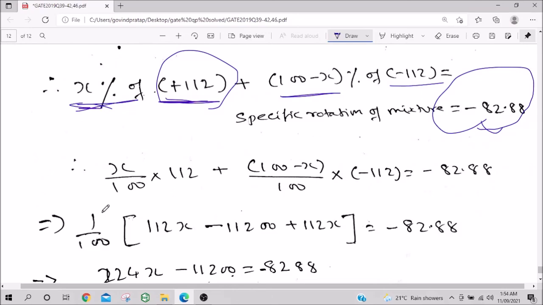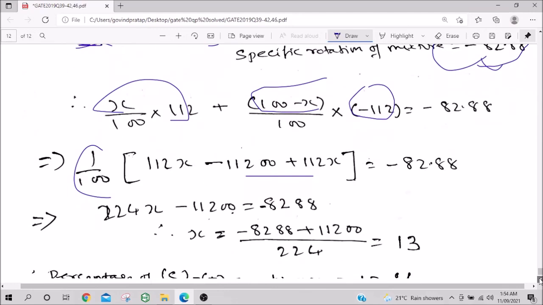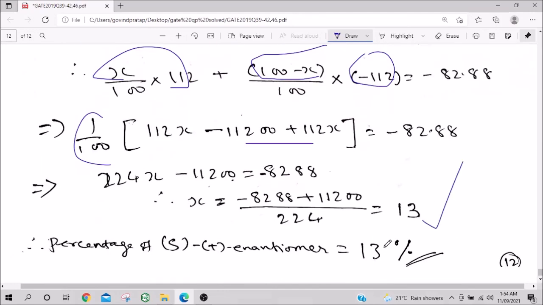So when you do this, after this it is all very simple. You take out 1 by 100. So it becomes 112x, and here it becomes 100 minus x into minus 112. So that will give you this, and you get this. You solve it and you get your x. So 13. So 13% of S was there, right?